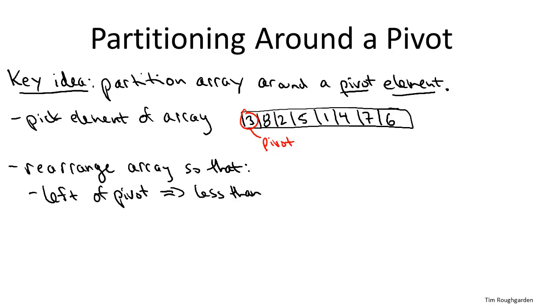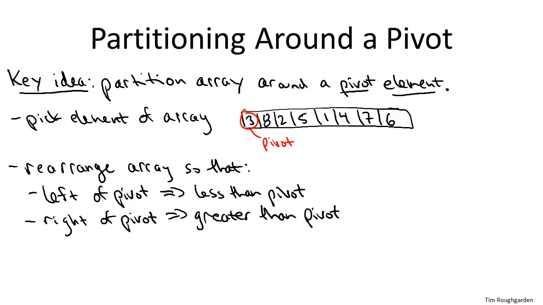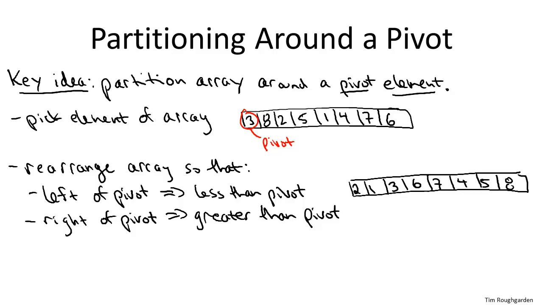So for example, given this input array, one legitimate way to rearrange it so that this holds is the following. Perhaps in the first two entries we have the 2 and the 1, then comes the pivot element, and then comes the elements 4 through 8 in some perhaps jumbled order. So notice that the elements to the left of the pivot, the 2 and the 1, are indeed less than the pivot, which is 3.